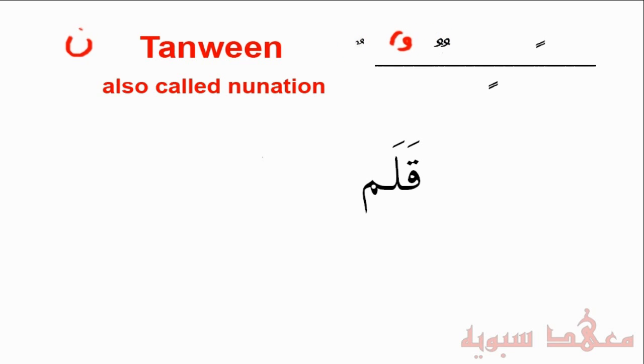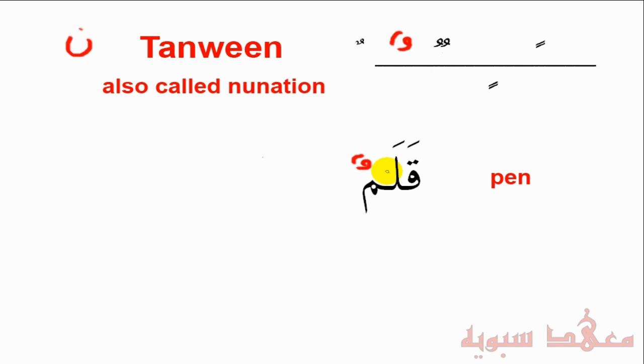Now, here we have the word qalam. Qalam means pen. Now, for example, if we put one dhamma, it will be qalamu. If we put two dhammas, it will be pronounced as qalamun. Qalamun. So notice the noon sound at the end.